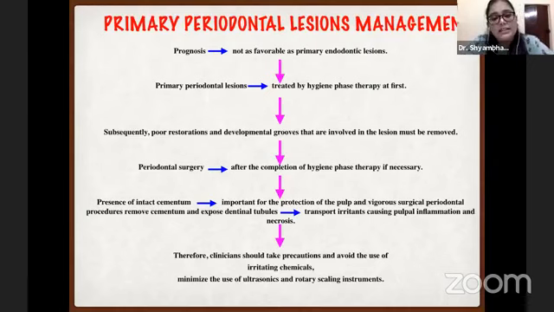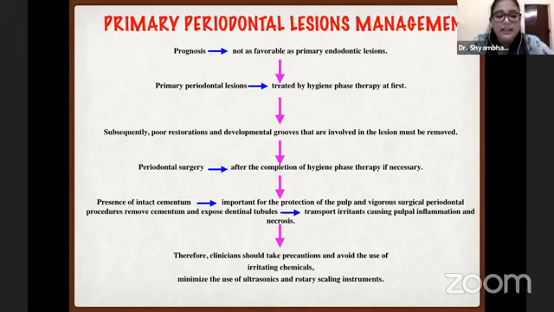So primary periodontal lesions are treated by hygiene phase therapy at first. That is basically scaling and root planing and whatever is required, just the basic hygiene procedures in periodontal therapy. Subsequently, poor restorations or developmental grooves that are involved in the lesion must be removed. So if there is something called a palatogingival groove and you can identify it during your initial diagnosis, then it has to be removed or thoroughly cleaned by raising the flap. Otherwise, the periodontal lesion will not heal. Periodontal surgery might also be required, because if after completion of the hygiene phase there is no healing seen, then periodontal surgery is the next step to be done.